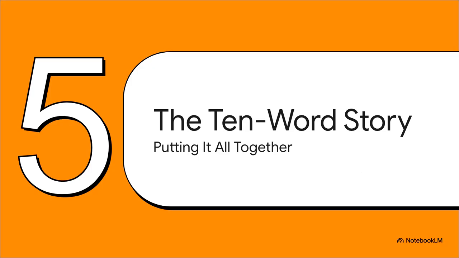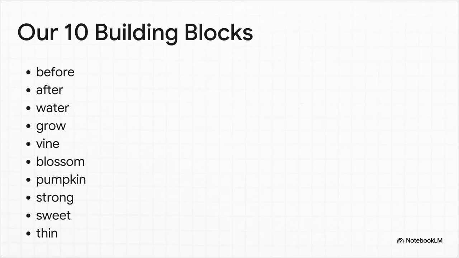All right, we've looked at all 10 of our building blocks. We have our timeline, our action, our characters, and our descriptions. Now, it's time to put it all together. So here they are, our 10 magic words. Before and after, they set the frame. Water and grow, that's our action. Vine, blossom, and pumpkin, those are our subjects, our characters. And strong, sweet, and thin give us all those juicy details.